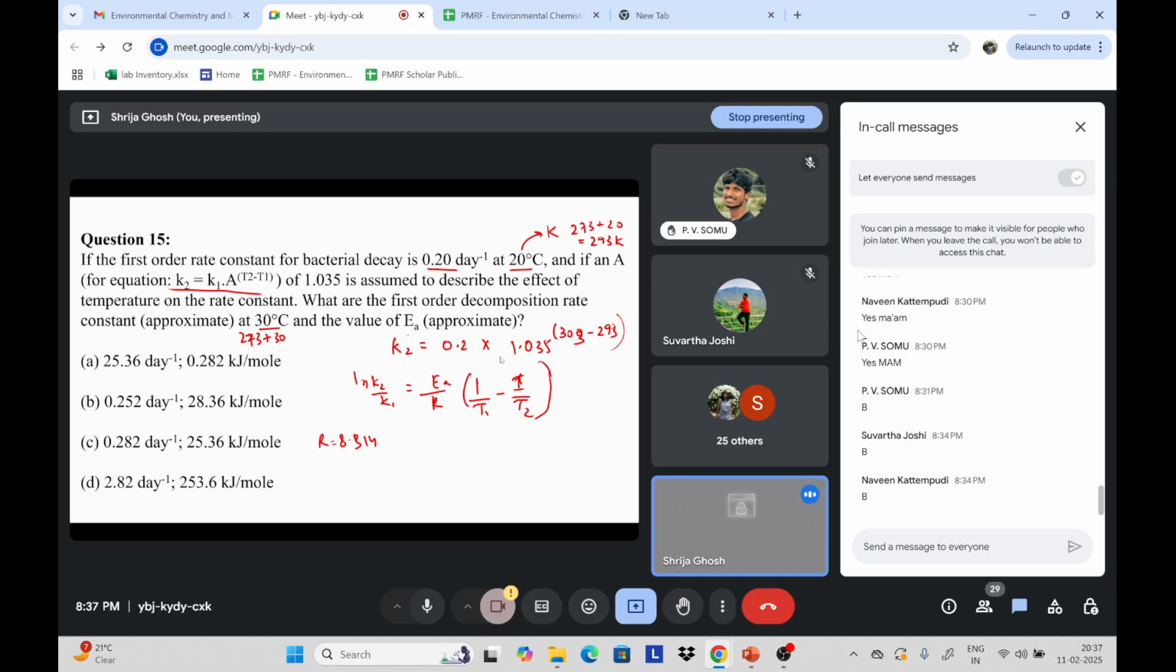Just recheck your calculation, everybody who has answered option B. Recheck your calculation once. So option C is the right answer here. I'm getting K2 as 0.282. And then once you get the K2, you can solve for EA. Anyway, there's only one option with K2 equal to 0.282. So that would be the correct answer.